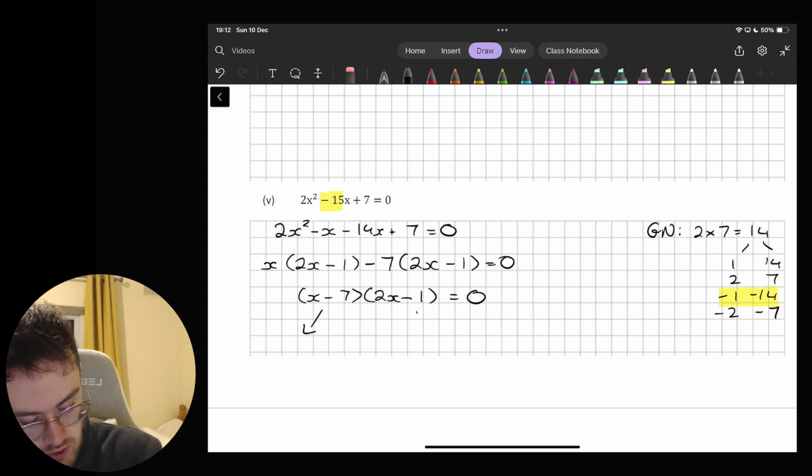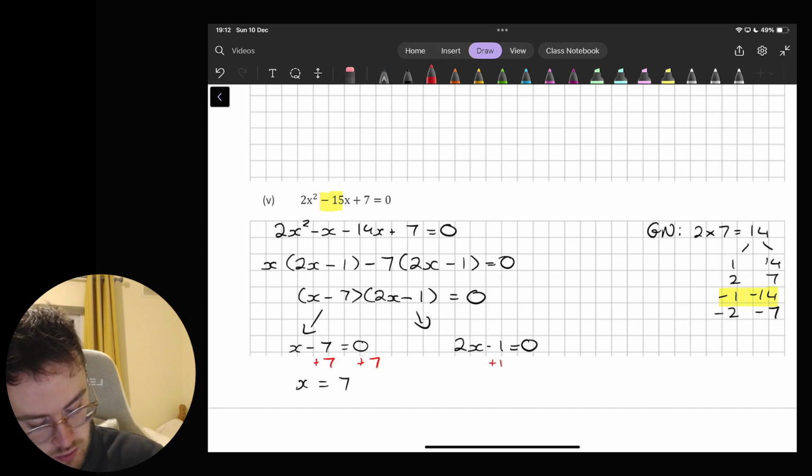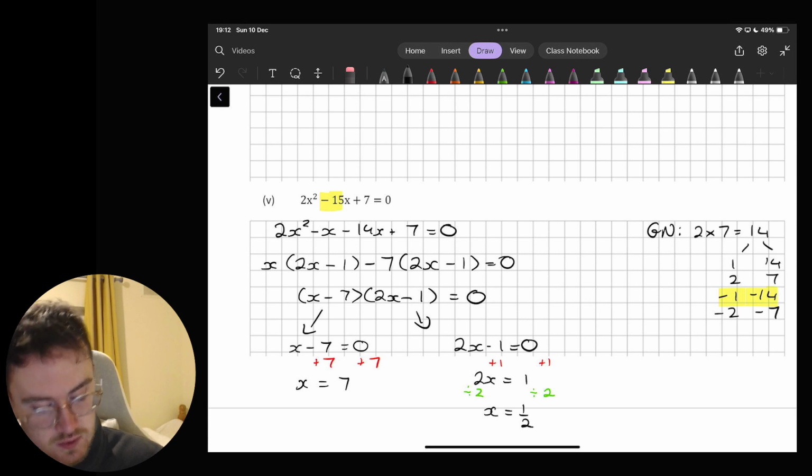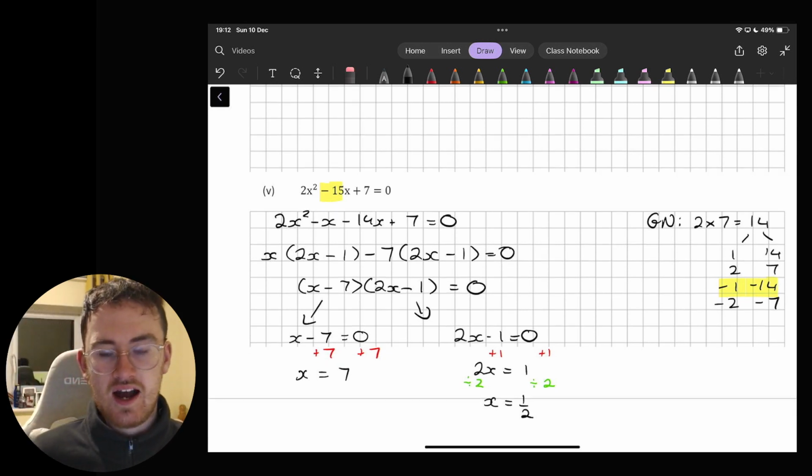Then same as before, I'm going to take each bracket and put it equal to 0. It's important that you at least get that step down. Then I'm solving them as little linear equations. So I get x equals 7. Same here, I'm going to add 1 to both sides to get rid of the minus 1. So I get 2x is equal to 1, and then I need to divide by 2 to get x is equal to a half. So those are my two solutions there, as before.